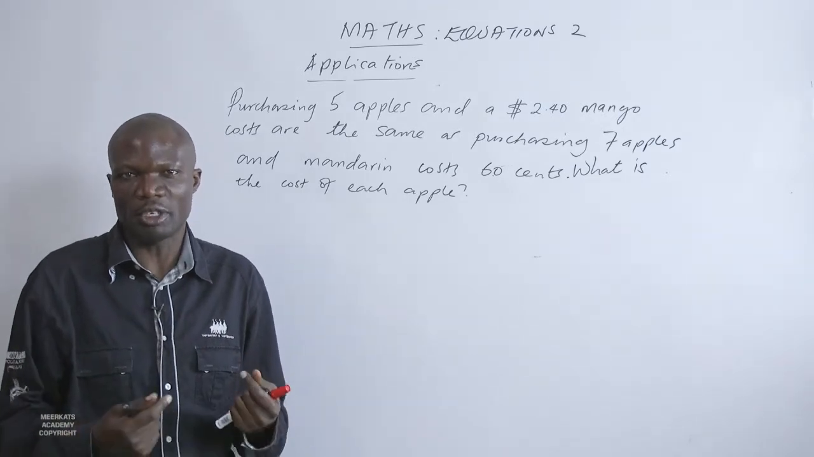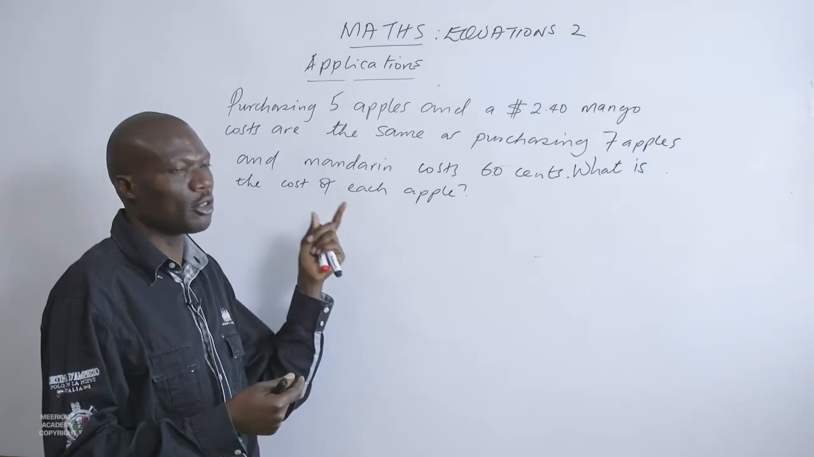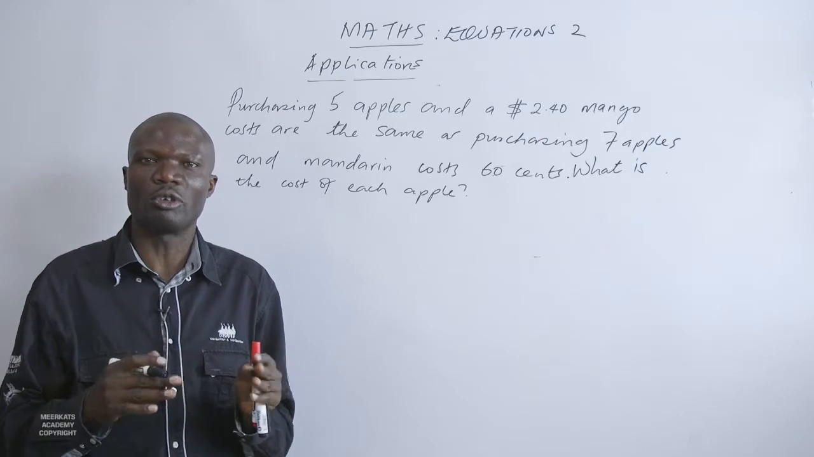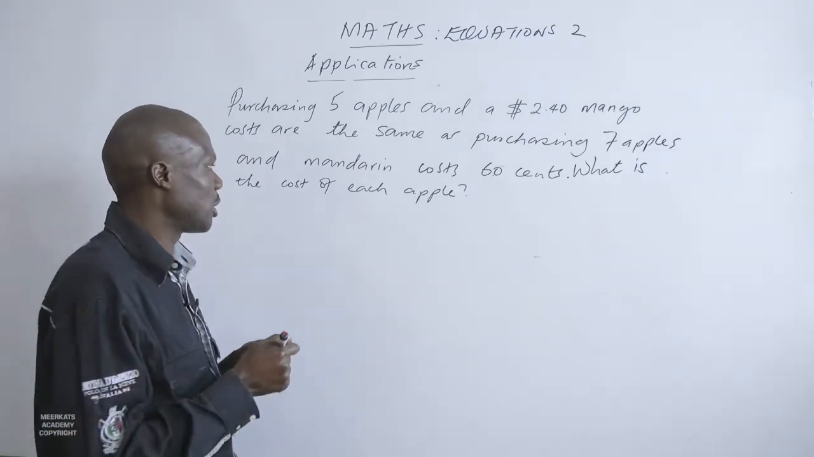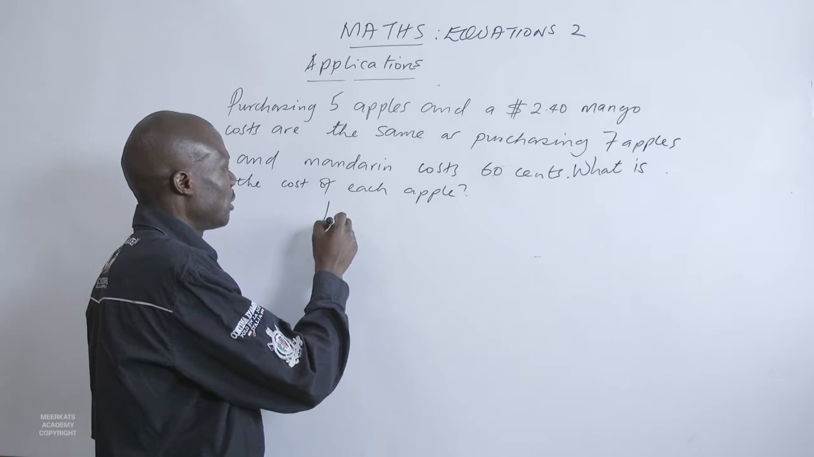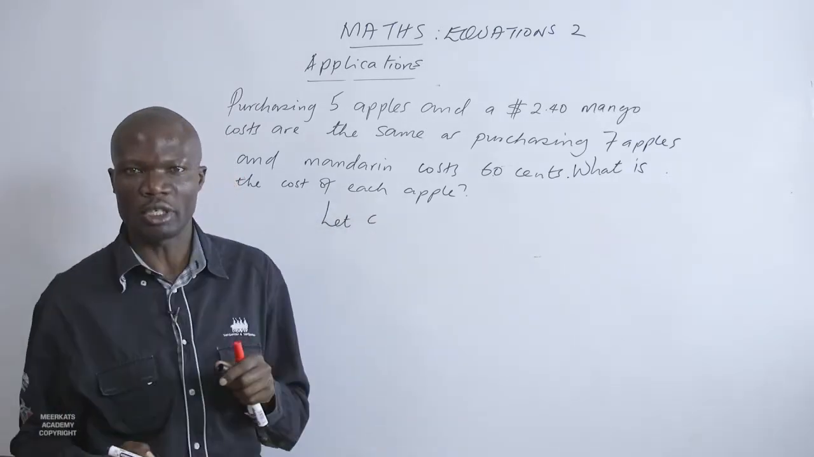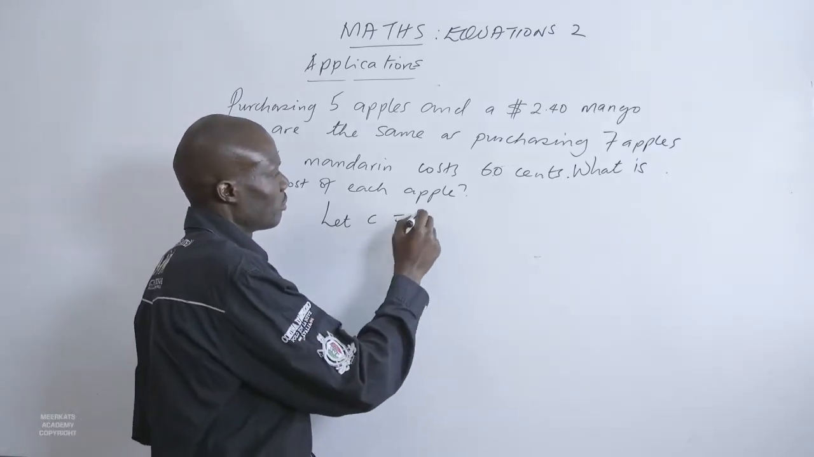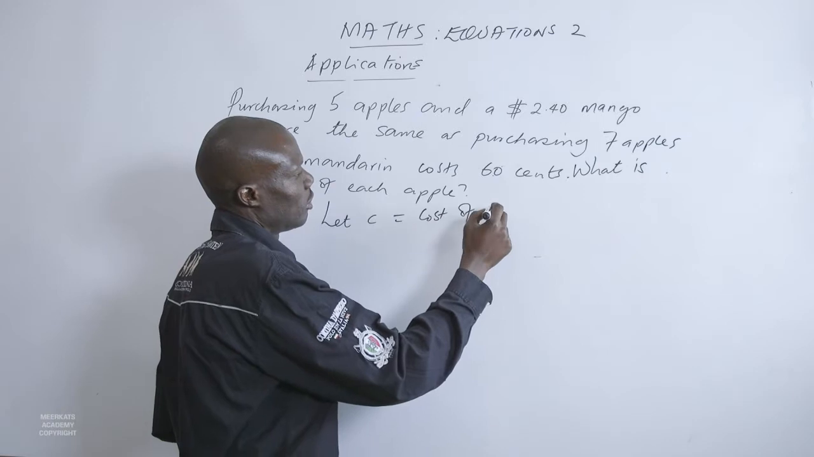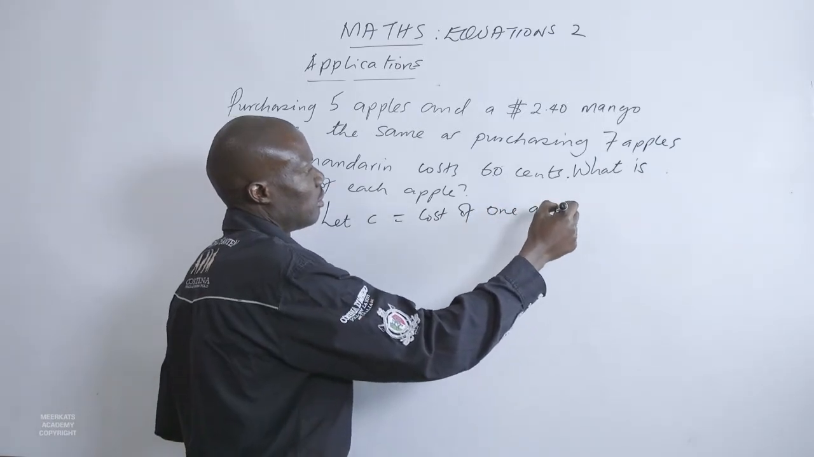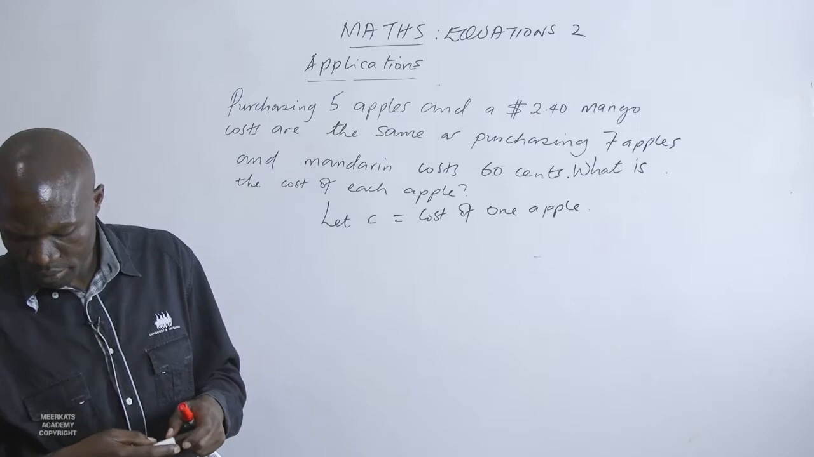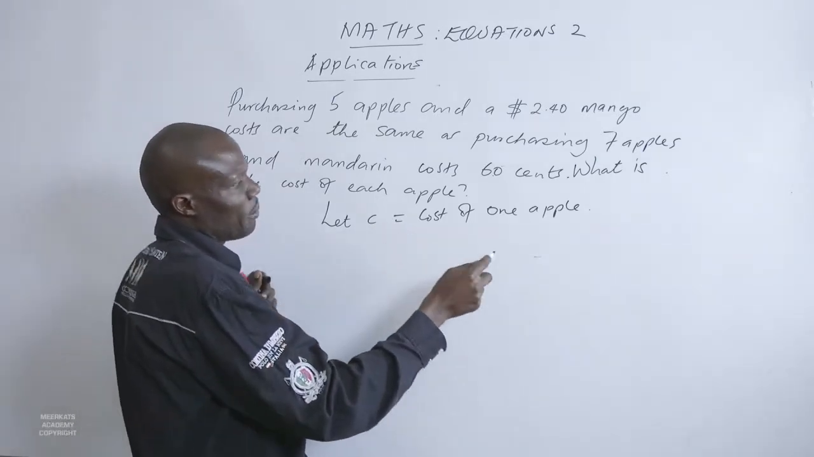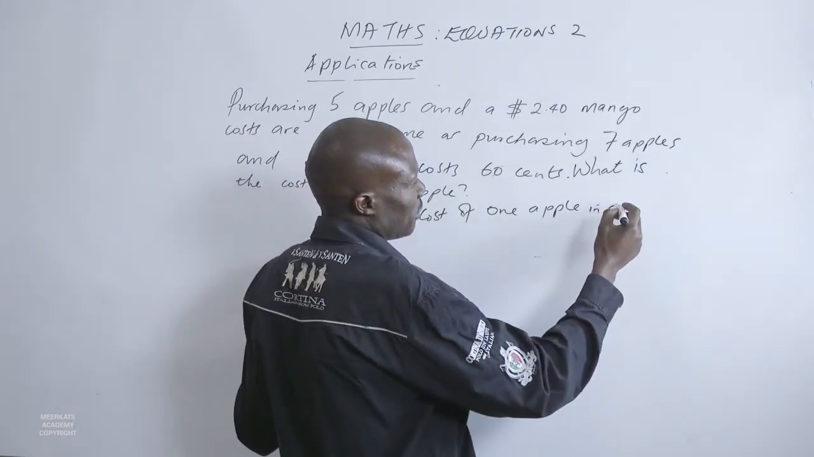So the unknown in this particular case is the cost of one apple. So let us assign a value for the cost of the unknown apple. So we say, let us call it C, be the cost of one apple. Now, this is the cost of one apple, and it is in dollars.